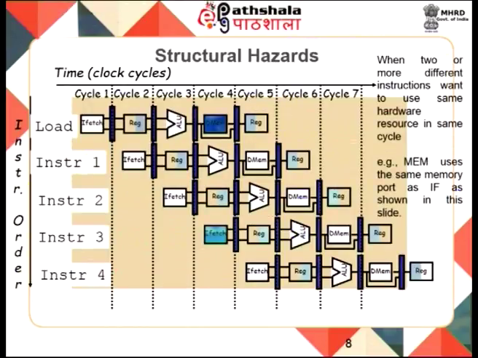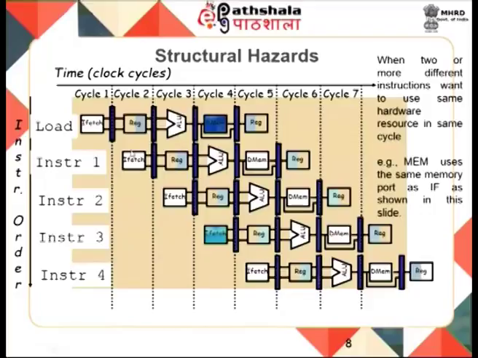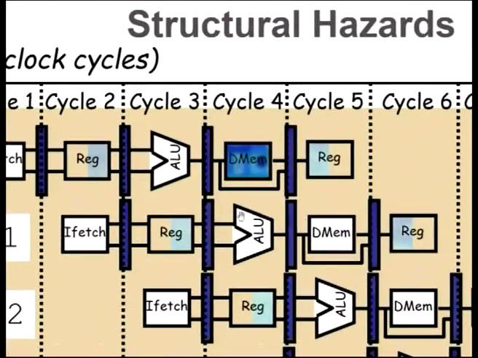So, the first example is for a structural hazard. As you can see here, you have a load instruction followed by other instructions. For a load or a store instruction, we are still using the MIPS architecture as an example. It is a register ISA, or a load store ISA, where only load and store instructions access data from memory. The first instruction being a load instruction, it is obviously going to access the data during the memory access.